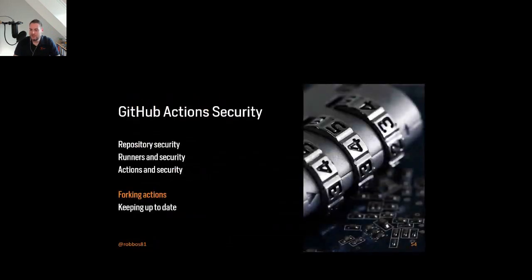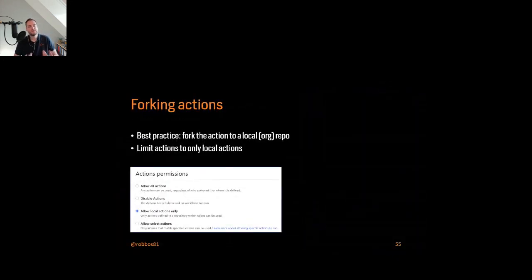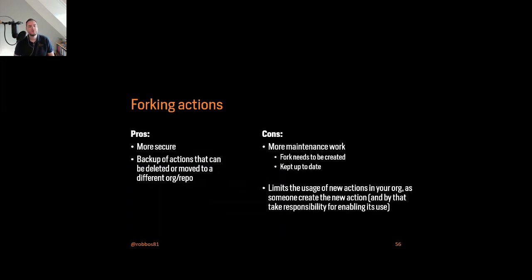All right, looking at the time, let's continue with forking actions and making sure that you stay up to date. Well, forking actions, as I already said, is best practice. Fork it to your own organization or repository. I'm using my own organization for that. And then in your production setup, limit it to only using local actions or for that specific organization that you're using. It has some pros and cons, of course.